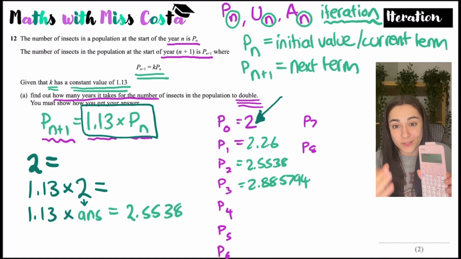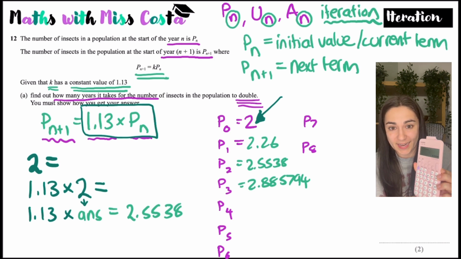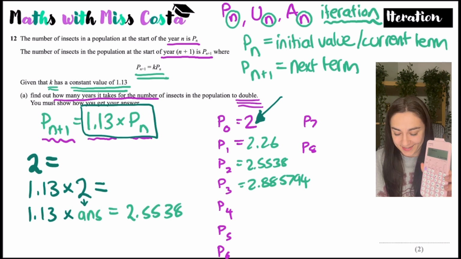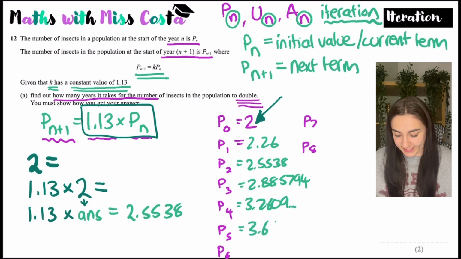And then from then on, it's stored this formula and it knows what you want to do. So you just press equals again, and it automatically calculates the next part for you. So that's 2.88. If I press equals again, that's 3.2609. If I press equals again, that's 3.684, and so forth. If I press equals again, that's 4.1.